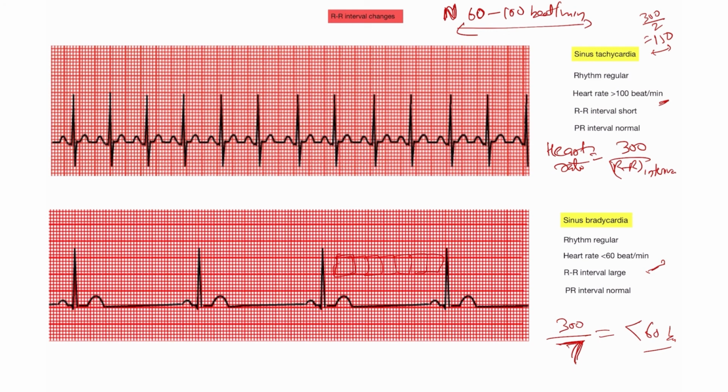I already said that in this case the RR interval is largest, but it is not different across beats. In all beats the RR interval is equal, but large. In tachycardia you also see equal RR intervals, but there is very little gap between them. So this is sinus tachycardia and this is sinus bradycardia. These are the RR interval changes, sinus tachycardia and sinus bradycardia.